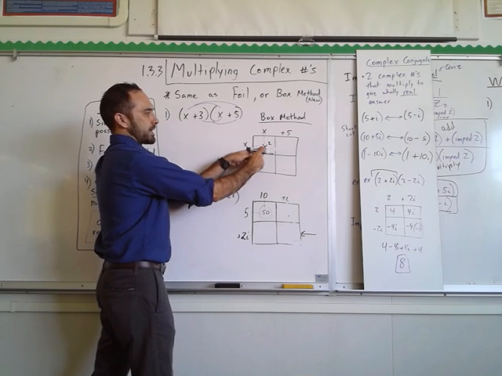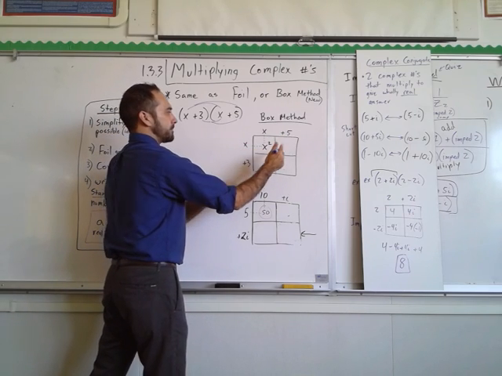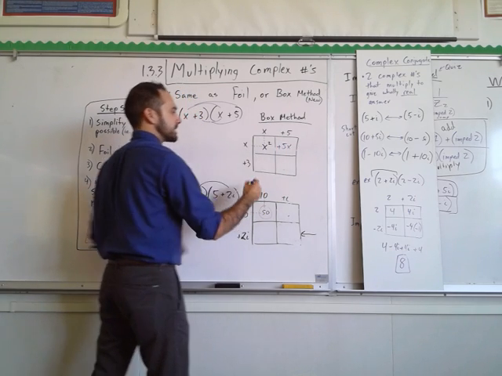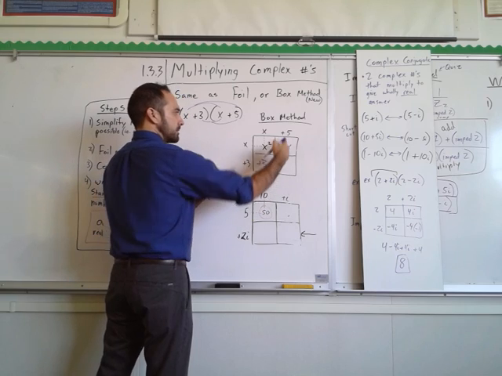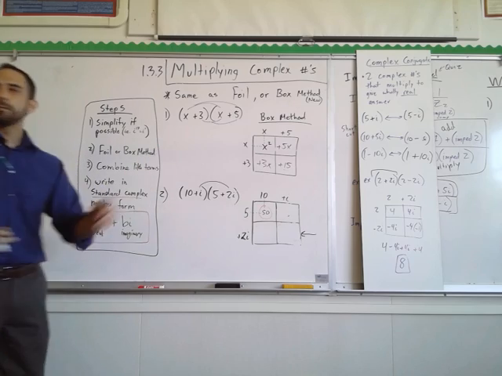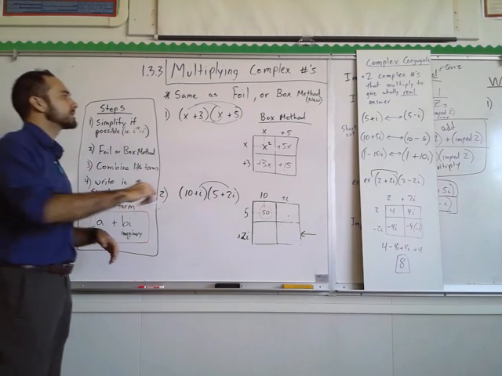x times x is x squared. 5 times x is positive 5x. 5 times positive 3, positive 3x. 5 times 3, positive 15. The box method allows me to organize and get all my terms.